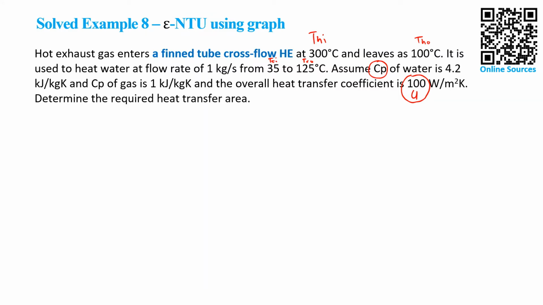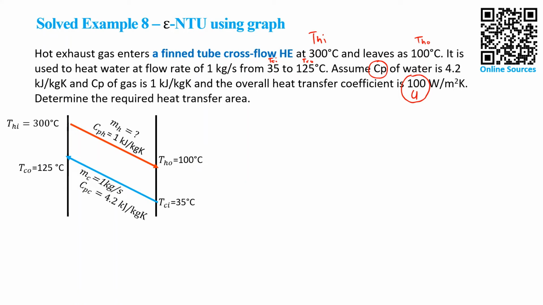To be able to solve this problem, we use a graph, my favorite method. But first of all, we need to illustrate the flow configuration. We know it's a hot exhaust gas, so this is the hot stream. It enters at 300 degrees Celsius and exits at 100 degrees Celsius. We know the Cp of gases is given here as 1 kilojoule per kilogram Kelvin. If it's not given, you need to find out and assume the appropriate value. The mass flow rate of hot we don't know.